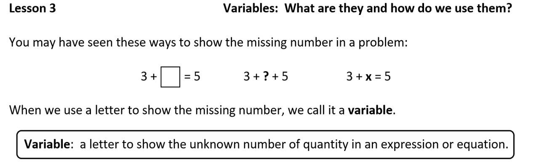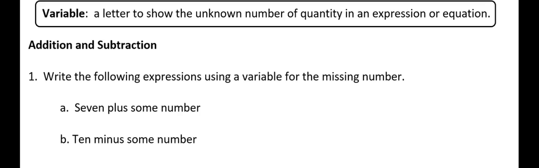At the top, it says you may have seen these ways to show the missing number in a problem. So we often represent a missing number by an empty box or a question mark, and then more specifically, a letter. When we use a letter to show the missing number, we call that letter a variable. Knowing that, we're going to write some expressions using a variable for the missing number.